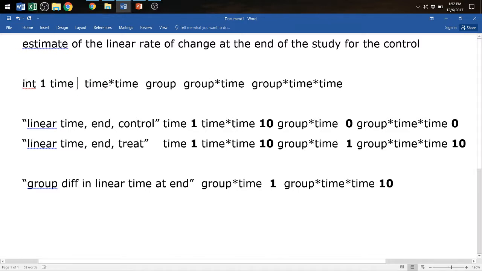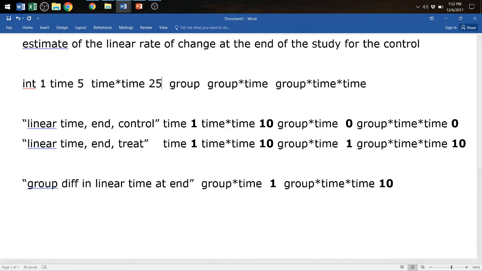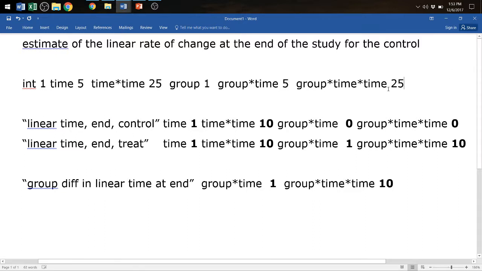At the end. What is time at the end? 5. What goes here? 10 or 25? This is the 25. If this time got a 5 and no other time gets a 1, then it's 5 by 5. If this is for the training group, what goes here? 1. If this is for the training group at the end, what goes here? 5. There you go.